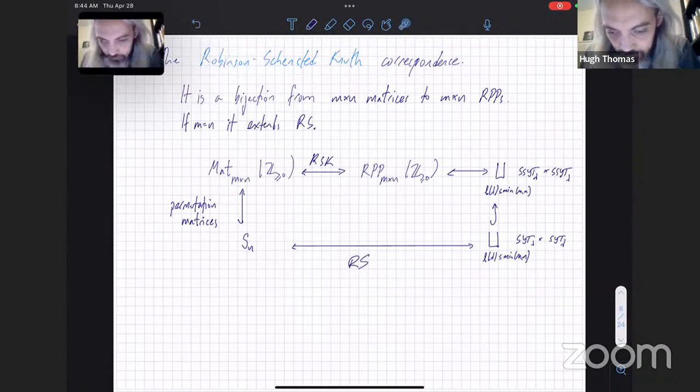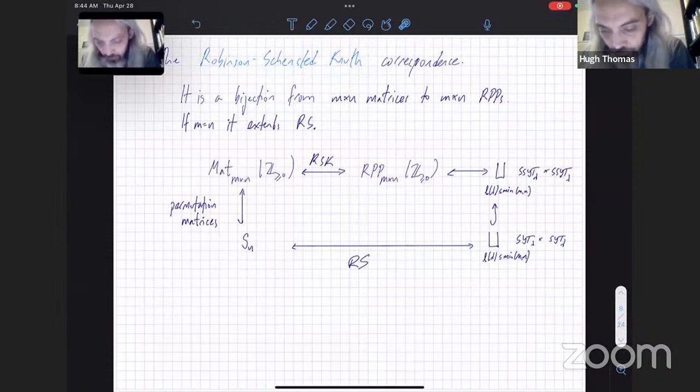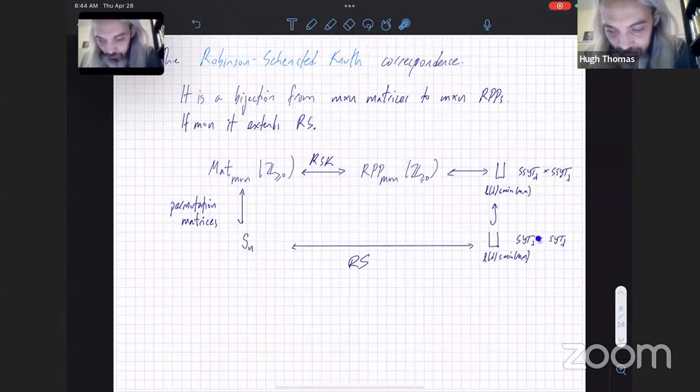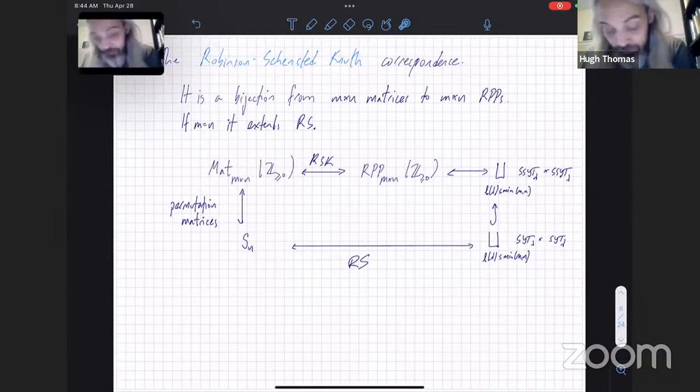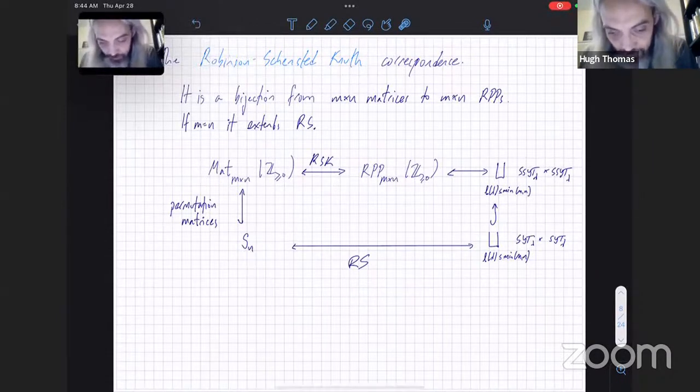It's this correspondence. And so there are several ingredients to turn RSK into Robinson-Schensted. One is, if we have a permutation, we can think of it as a permutation matrix, and that turns a permutation into a very particular kind of matrix. In particular, I need to assume that m equals n. But so then a permutation gives me a matrix.